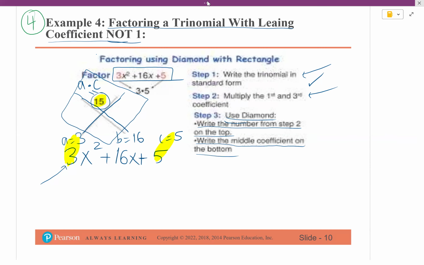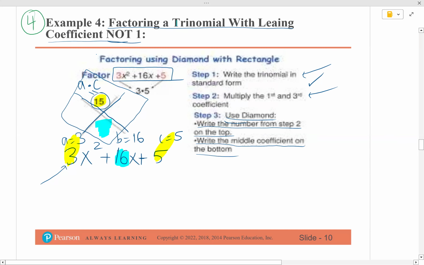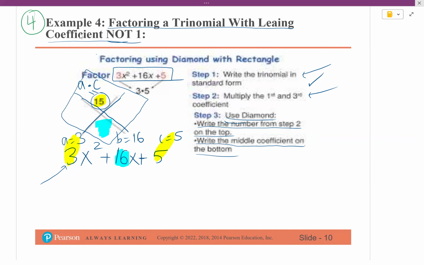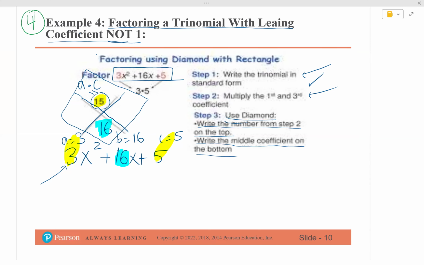And now I'm going to write the middle coefficient on the bottom. The one we haven't looked at yet, 16, just goes down here as is. He doesn't need to multiply by anybody. Okay, so far, so good. It's just memorizing what to do. Put this number there, multiply that by that.